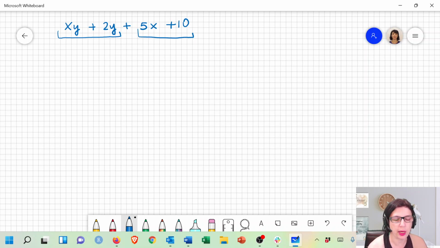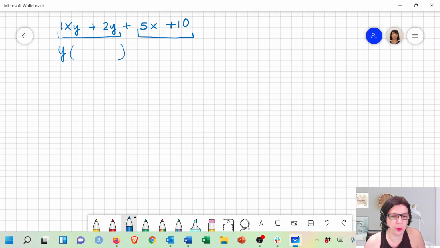So notice that xy doesn't have a number in front of it. I guess you can always insert a 1, but 1 and 2 only share 1, right? Okay. And also the first term here has an x, but the second term does not have an x. So they're not going to share x. But what they do share is y, right? Because you have y in the first term and also y in the second term. So we can factor it out.